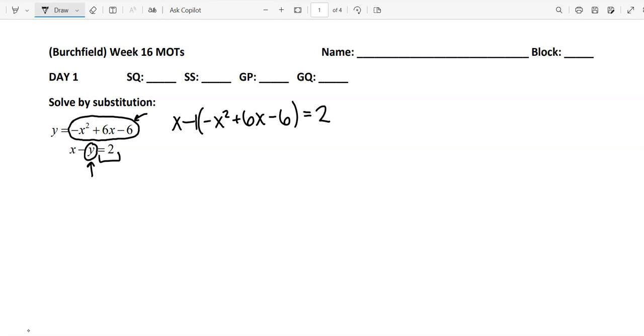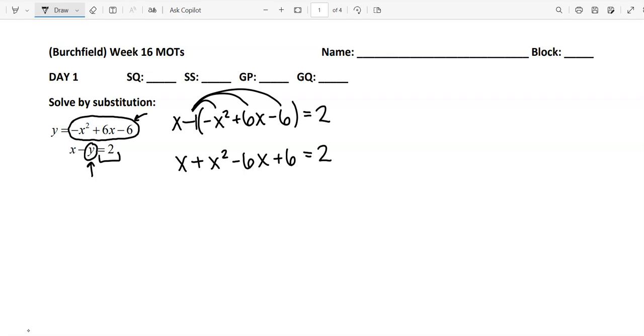From there, there's an invisible negative 1 on the outside here, so I'm going to distribute this negative 1 all the way through. So I'll have x, and then negative 1 times a negative x squared is positive x squared. Negative 1 times positive 6x is negative 6x, and negative 1 times negative 6 is a positive 6 equals 2.